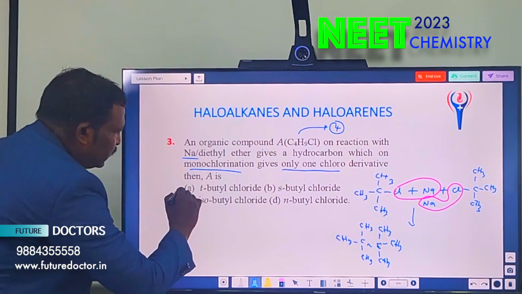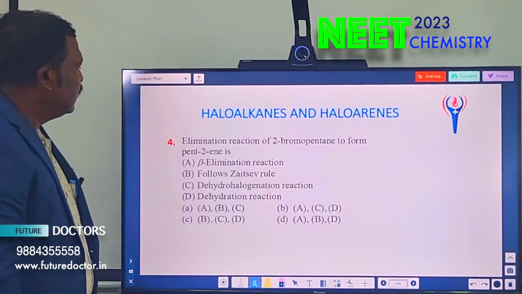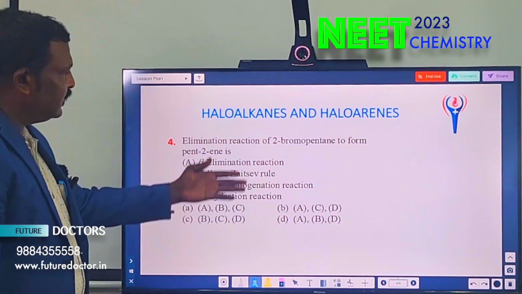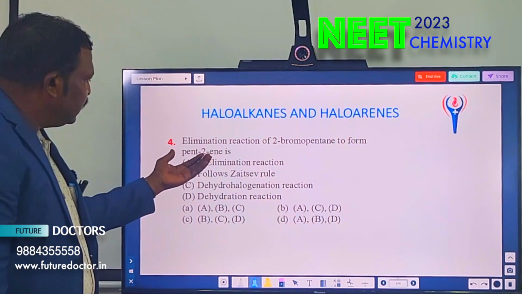Understood? So this is the correct one. You follow? If you take secondary butyl isobutyl, we will not get this one. Next one: elimination reaction of 2-bromopentane to form pent-2-ene. Everything is given. You know it is an elimination reaction. 2-bromopentane is the reactant, and pent-2-ene is the product.